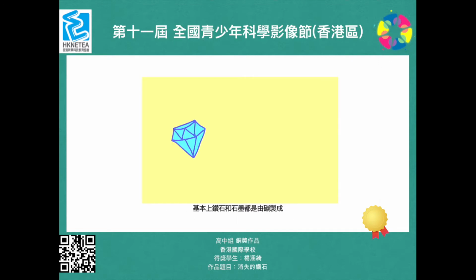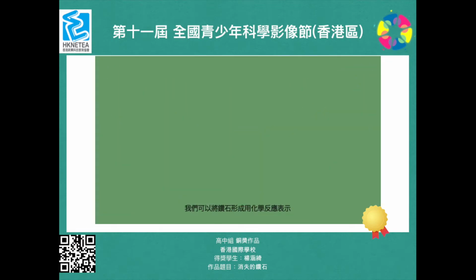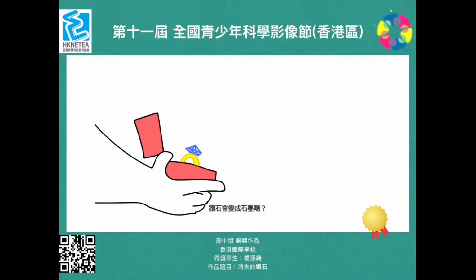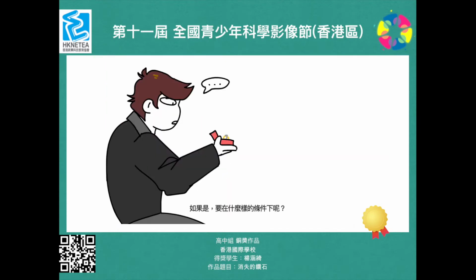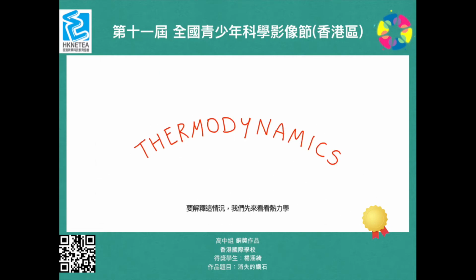Fundamentally, diamond and graphite are both made of carbon, but structured differently. We can write the formation of a diamond as a chemical reaction. What if we reverse the reaction? Do diamonds convert back to graphite? If so, under what conditions? To explain this, let's take a look at thermodynamics.